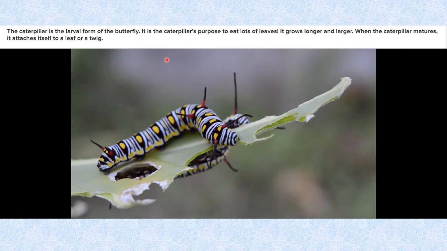The caterpillar is the larval form of the butterfly. That means it is the larva. It's a caterpillar's purpose to eat lots of leaves. It grows larger and larger. And when the caterpillar matures, it attaches itself to a leaf or a twig. I think caterpillars are beautiful, even if they do eat your garden.